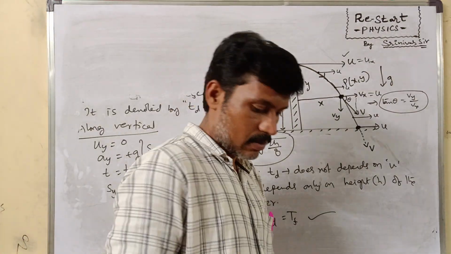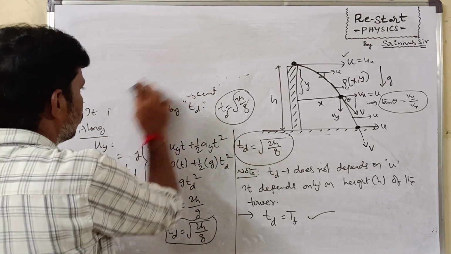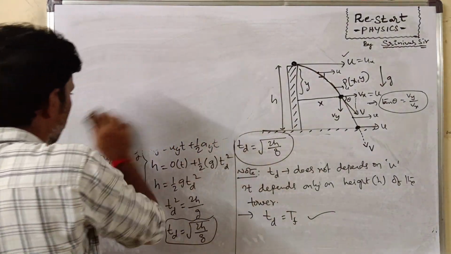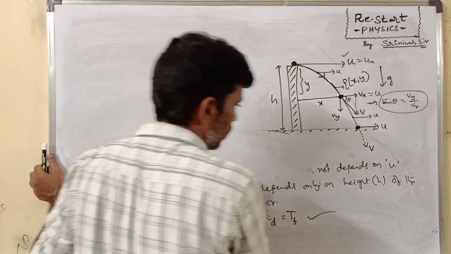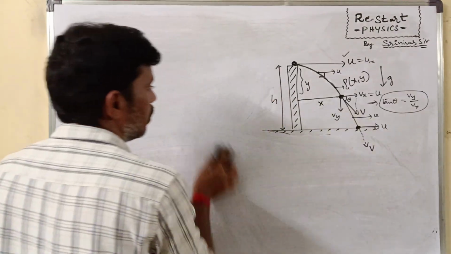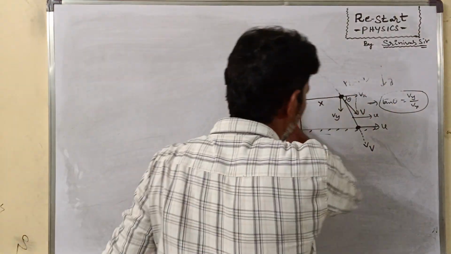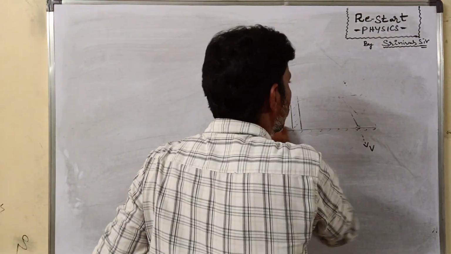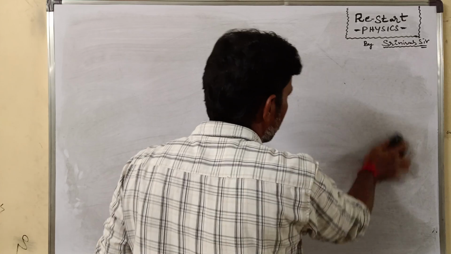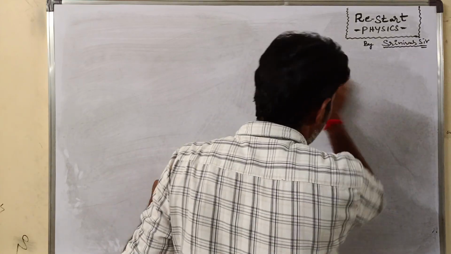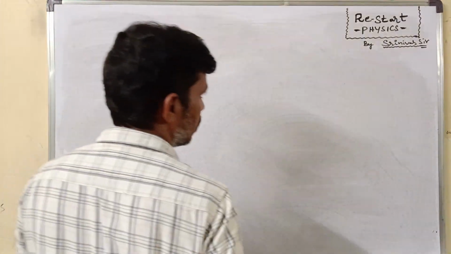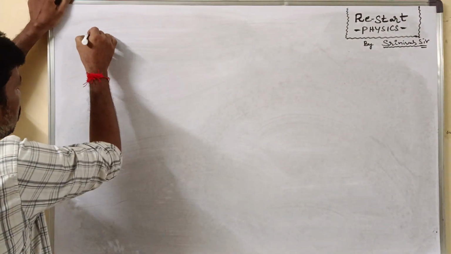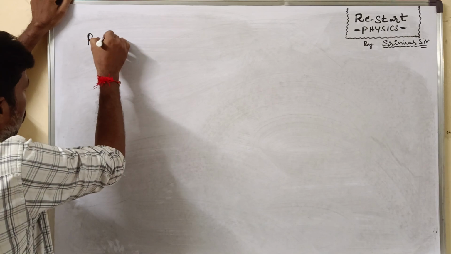Right, next one. So next one is horizontal range. Now the path of the projectile is completed and the velocity after some time t is completed. Next, time of descent, when it reaches the ground, the time taken to reach the ground. That is time of descent, complete. Next one. So let us discuss the horizontal range.